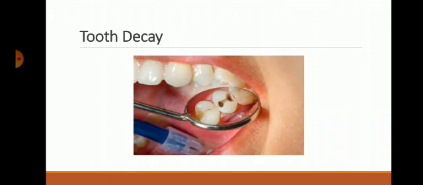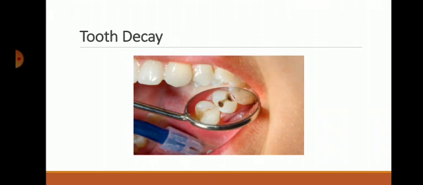What is called tooth decay? The harmful bacteria begin to live and grow in it. These bacteria break down the sugars present in the leftover food and release acids. The acid gradually damages the teeth. This is called tooth decay.